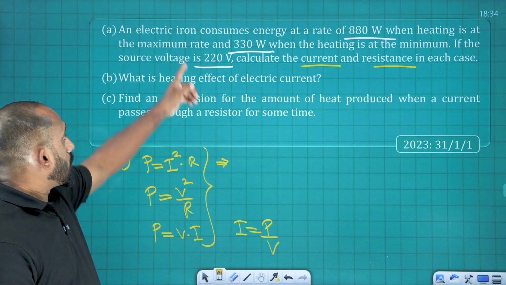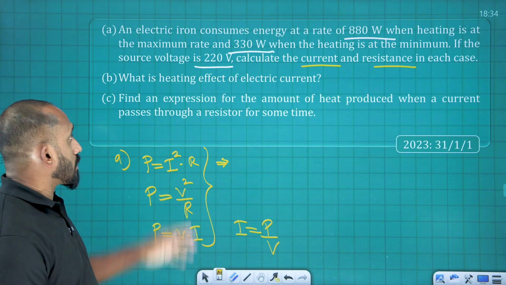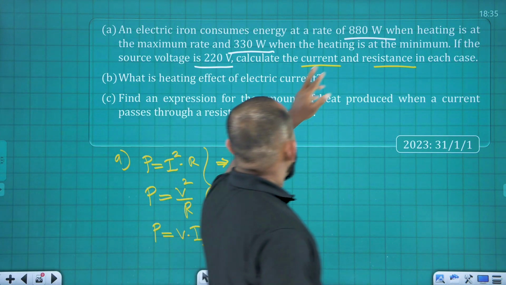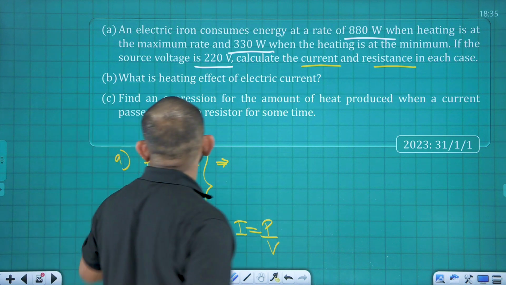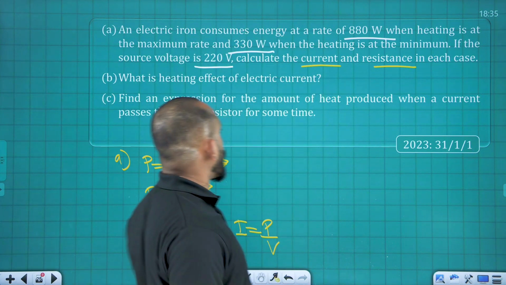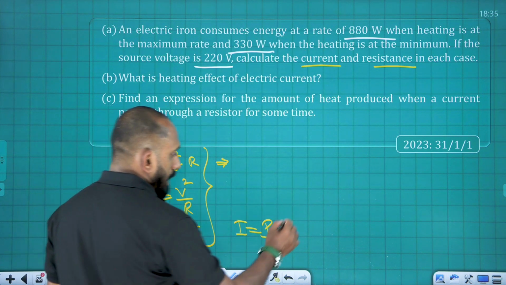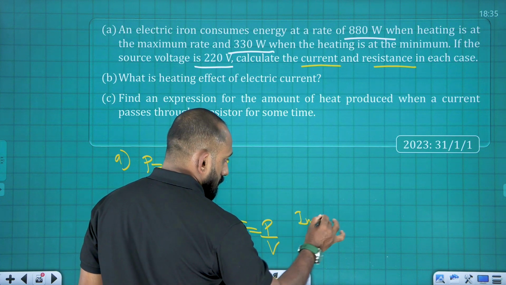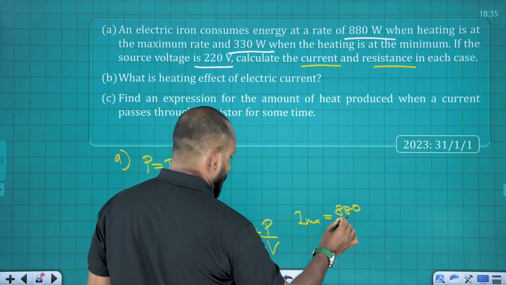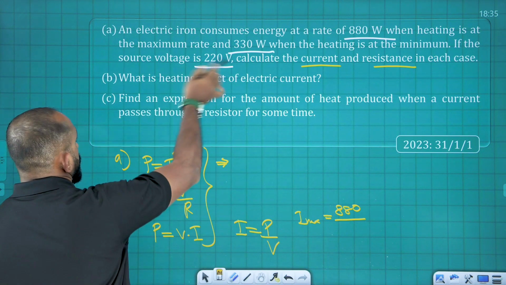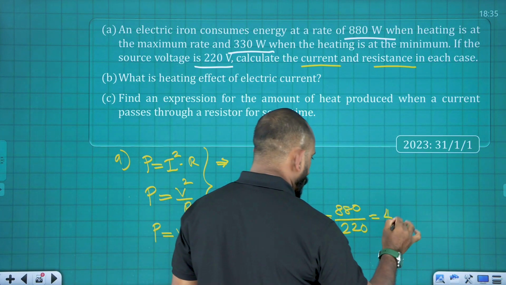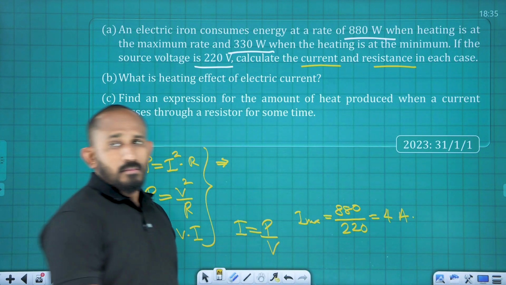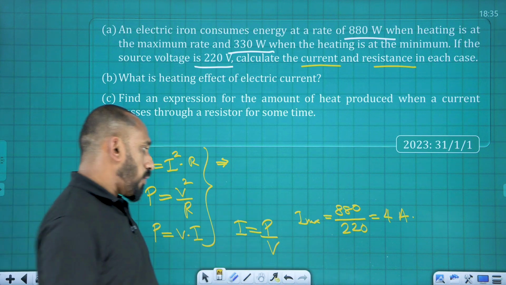What is power by V? Power is how much? 330 watts in minimum and 880 watts in maximum. So two cases are there. Maximum rate 880 watts. So I max is 880 divided by voltage, which is 220 in both cases. So it will be 4 ampere. Maximum is 4 ampere.